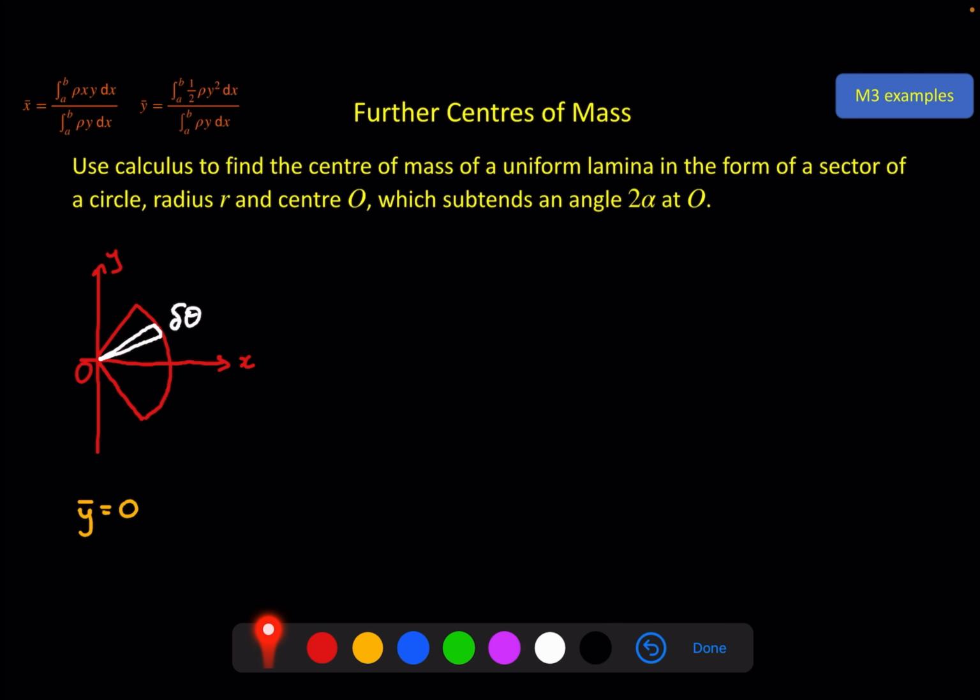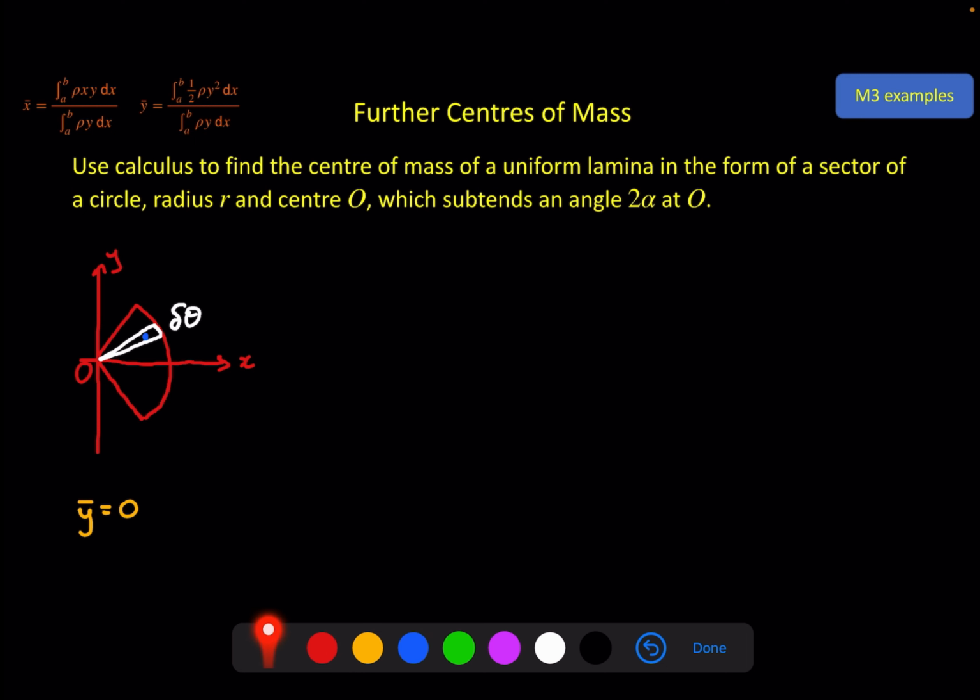So while on previous examples we've had a small strip of the lamina be a rectangle, in this case our tiny strip is going to approximate a triangle. As this angle gets smaller and smaller, the curve on the end here gets less and less important, and we get something very close to a triangle. And we know the centre of mass of a triangle is 2/3 of the way down from the vertex.